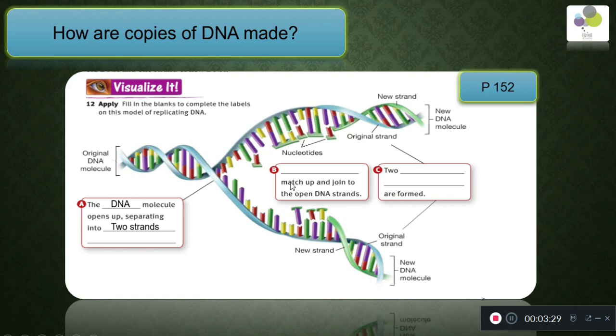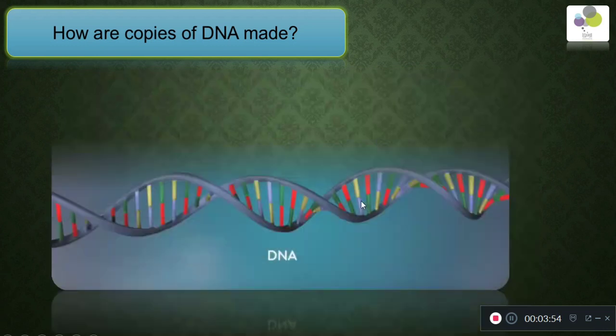Step letter B: what matches up and joins to the open DNA strands? As we said, nucleotides match up and join to the open DNA strands. Finally, guys, two new DNA molecules, or two identical DNA molecules, are formed. So they are like an exact copy of each other.